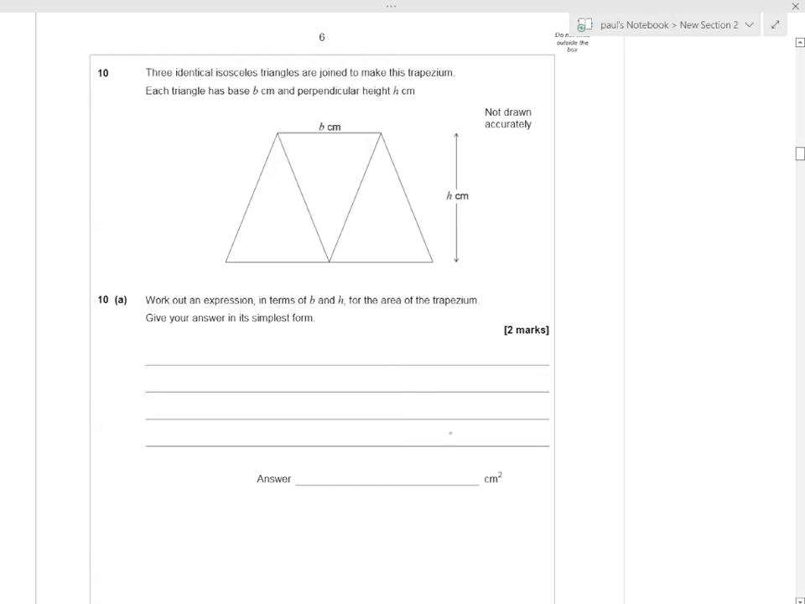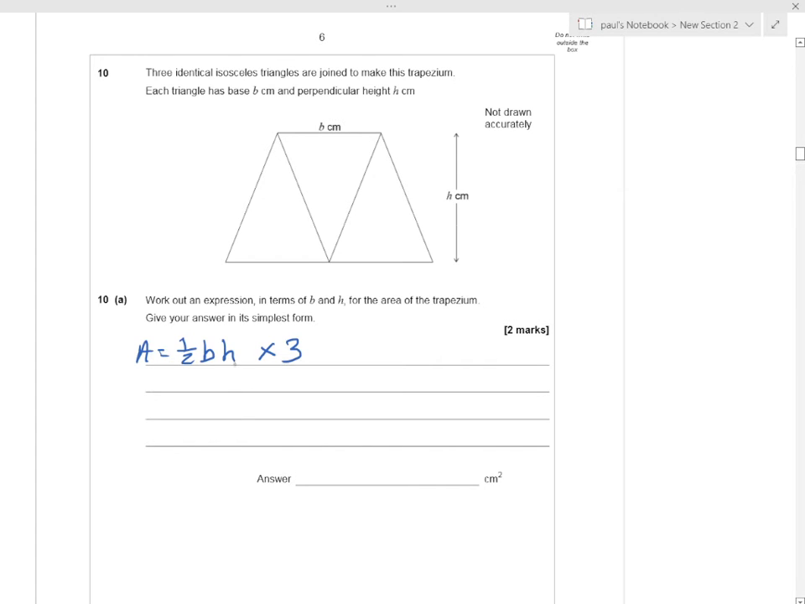Now this one, 3 identical isosceles triangles. Work out an expression in terms of B and H for the area of the trapezium. Now one of the areas of the triangles is equal to half base height. And we've got 3 of them, so let's multiply that by 3.